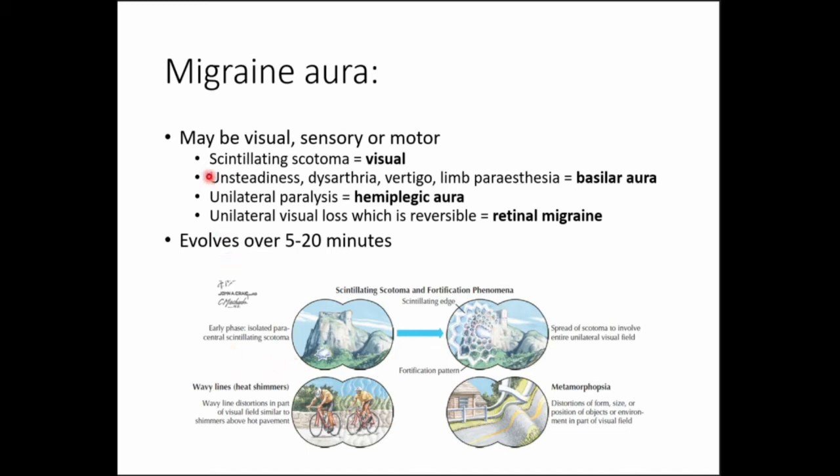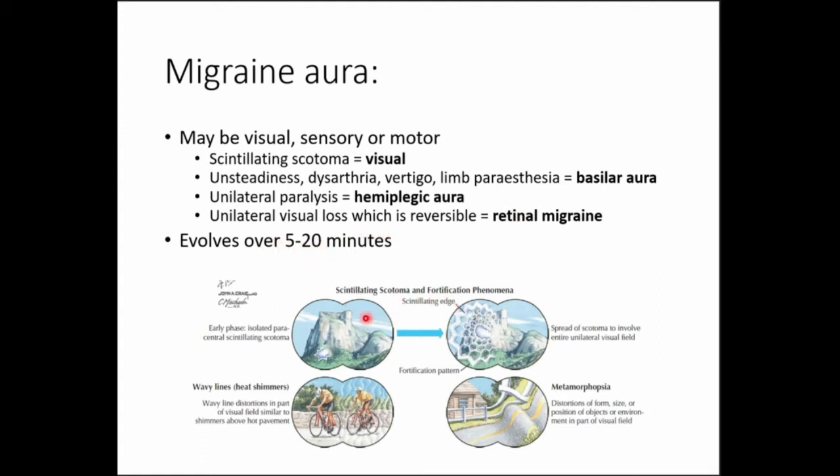So, as I've mentioned, the aura may be visual, sensory, or motor. If it's a scintillating scotoma, this is one of the visual symptoms. A person with a basilar or brainstem aura may describe unsteadiness on their feet, dysarthria, so difficulty pronouncing words, vertigo, or limb paresthesia. Unilateral paralysis occurs in hemiplegic auras, and unilateral visual loss, which is reversible, would occur in a retinal migraine. This tends to evolve over 5 to 20 minutes.